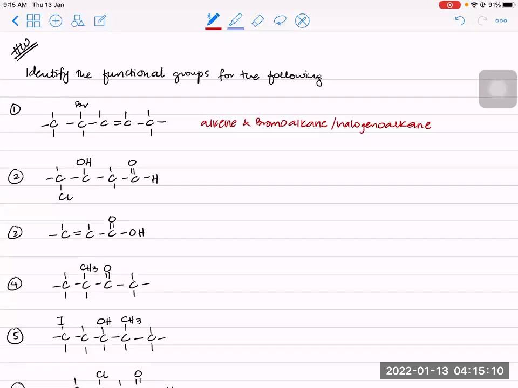Then here we have chlorine, alcohol, and this right here is the aldehyde functional group. So you have aldehyde, alcohol, and chloro functional group, or you can call it a halogenoalkane. Then here you have alkene and carboxylic acid. So you have carboxylic acid and alkene.